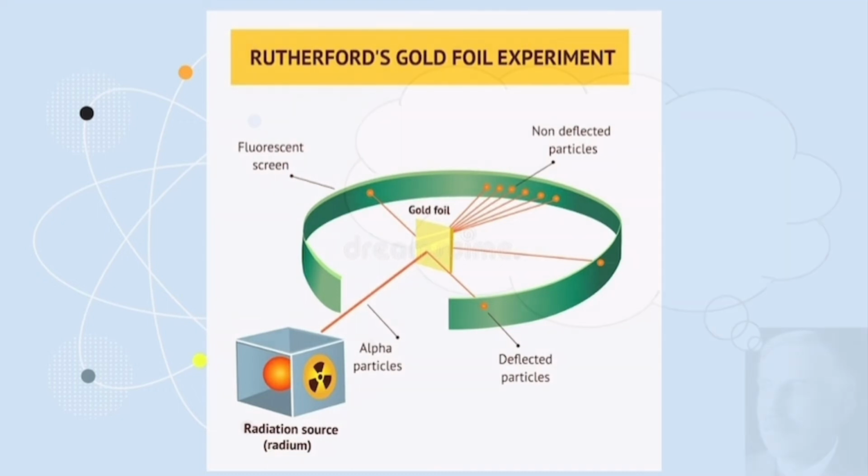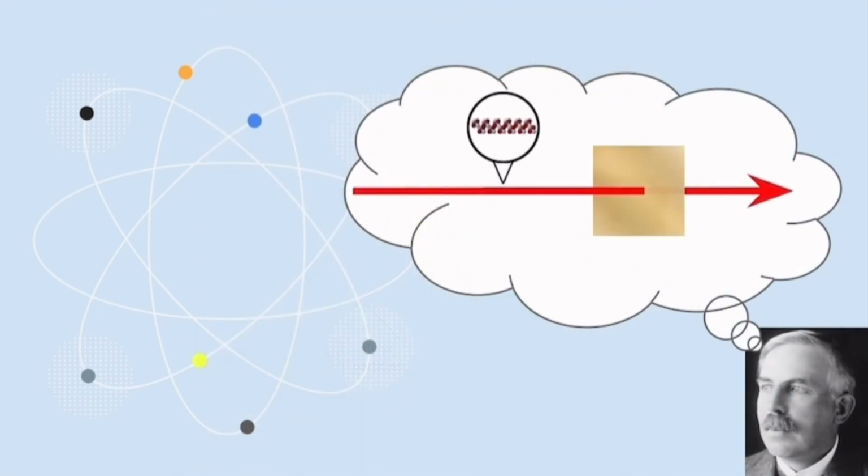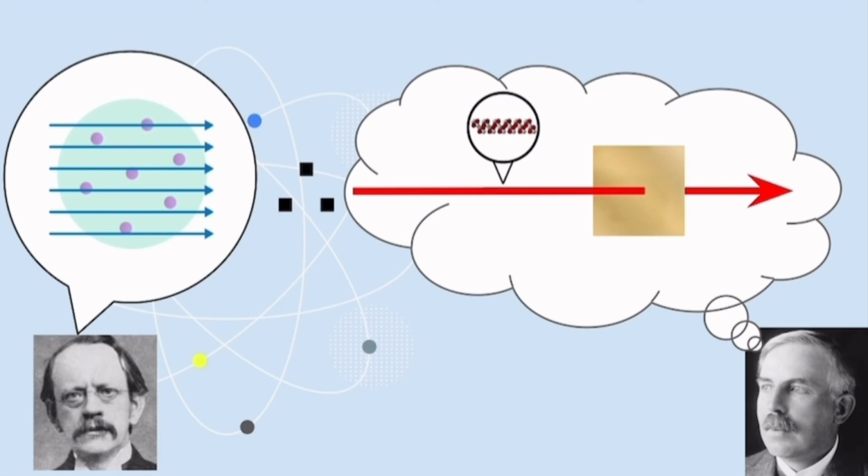Rutherford predicted that most of the alpha particles would pass through the gold foil. This was because in Thomson's plum pudding model, protons were spread out amongst the atom, so it was assumed the proton's positive charge would spread out throughout the entire volume of the atom. Therefore, it would be too weak to affect the path of the fast-moving alpha particles.